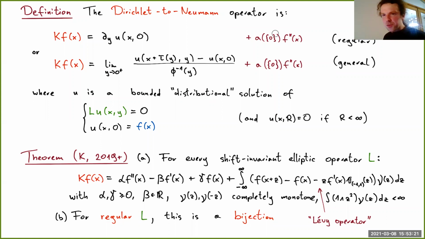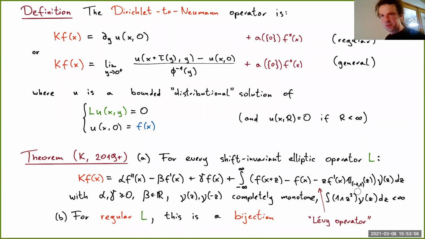That's only needed, in fact, to get the full generality in the theorem that follows. Okay, so the first part tells you that Dirichlet to Neumann operators have a kernel that is completely monotone on 0 to infinity and a mirror image of something completely monotone on minus infinity to 0. And the second part tells you that this is actually a bijection between regular shift invariant operators and Levy operators of that form. So Levy operators with that kind of kernel. Okay, so that's a one-to-one onto mapping.